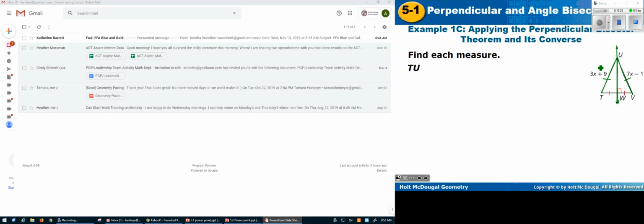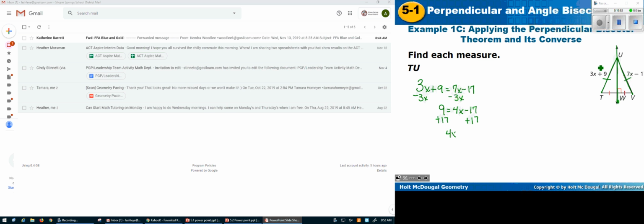Exactly, Cooper. Good job. So I can set those equal to each other. 3x plus 9 is equal to 7x minus 17. And then we're just going to solve for x and plug it back in to find TU. So if I solve for x, I can subtract 3x. Gives me 9 equals 4x minus 17. Add 17.